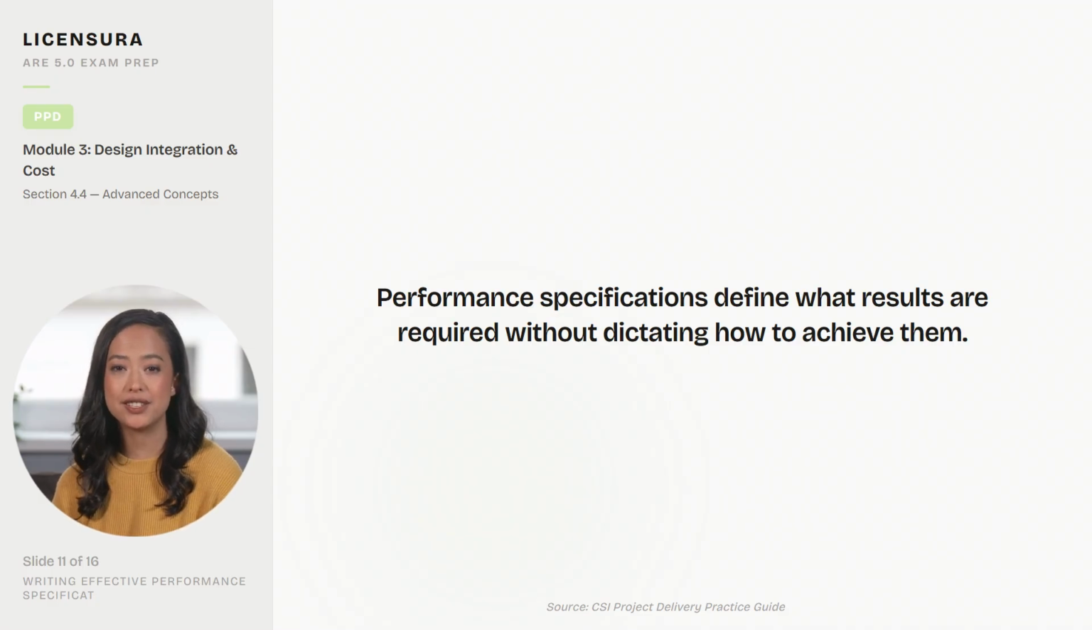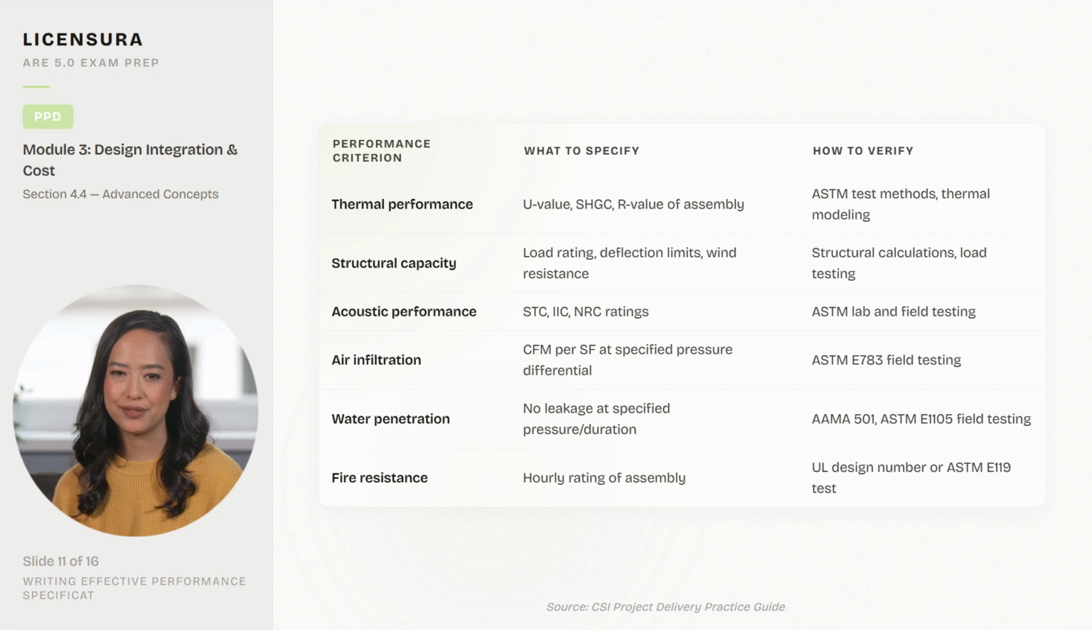Performance specifications define what results are required without dictating how to achieve them. They transfer performance risk to the contractor or manufacturer, but require the specifier to clearly define measurable criteria and acceptance testing methods. This list provides 5 coordination best practices for preventing drawing specification conflicts.